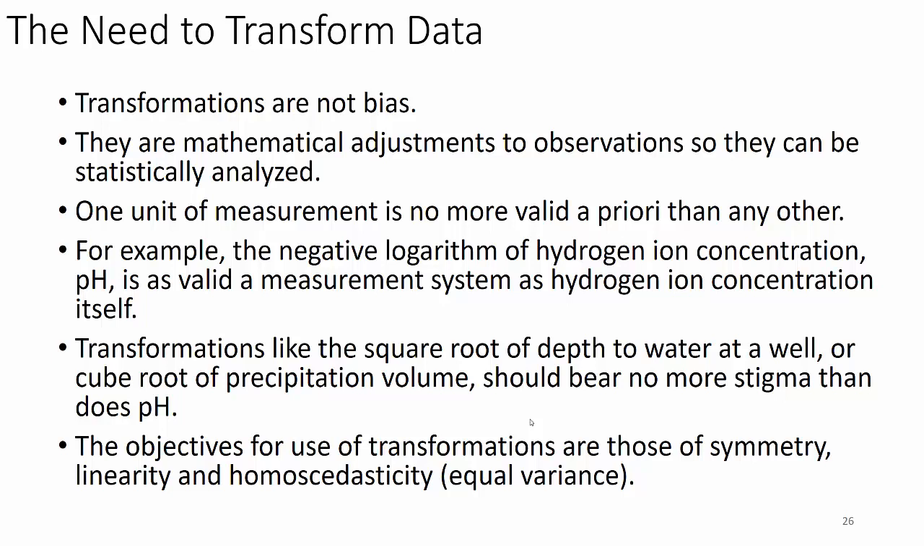The objectives for use of transformations are those of symmetry, linearity, and homoscedasticity. That's your big word of the day. Homoscedasticity, which means equal variance. That is, the skedasticity is homogeneous. The variance is homogeneous. So homoscedasticity is a desirable characteristic in our data.